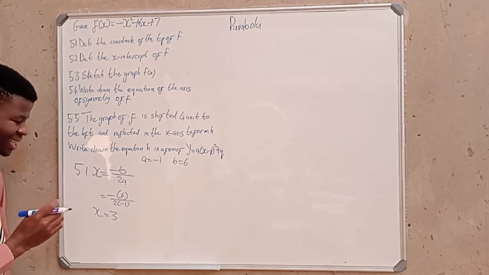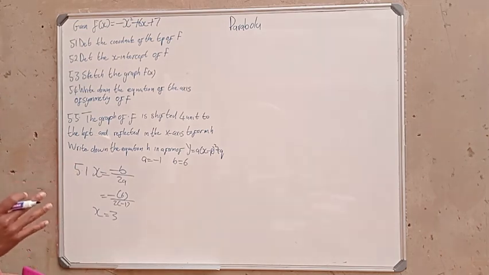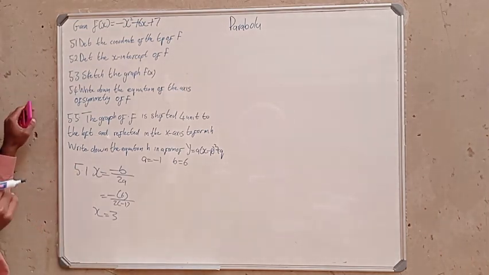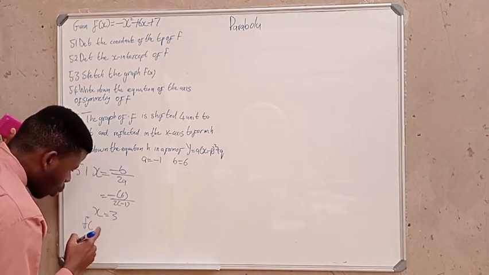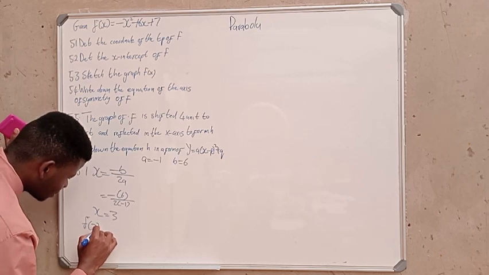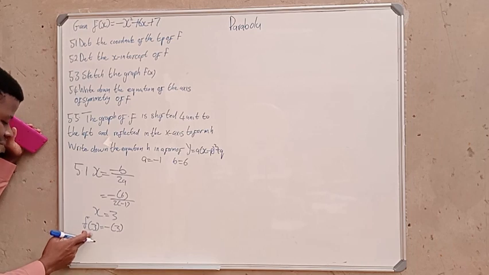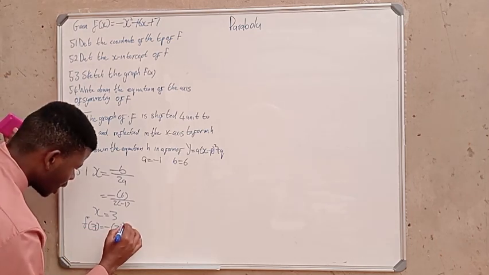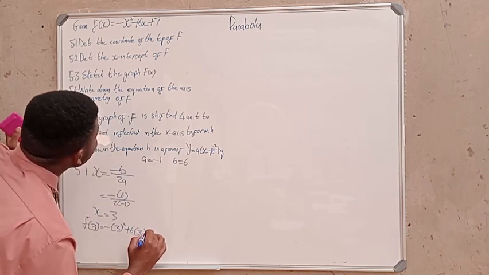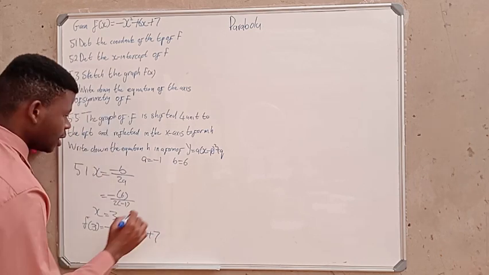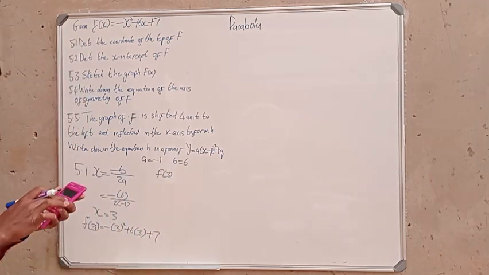You are not done finding the turning point of the parabola. What do you have to do? You must find the y. Then you say f of x when x is 3. Everywhere I see x, I'm going to substitute 3. So minus 3 squared plus 6 times 3 plus 7. So f of 3, when our x is 3, what is our y?